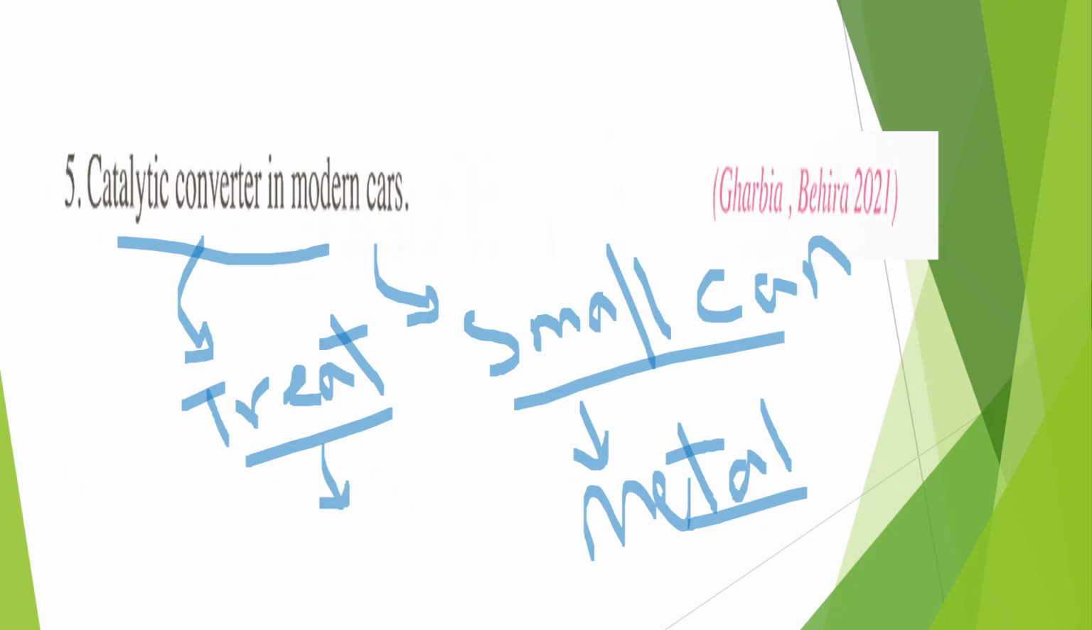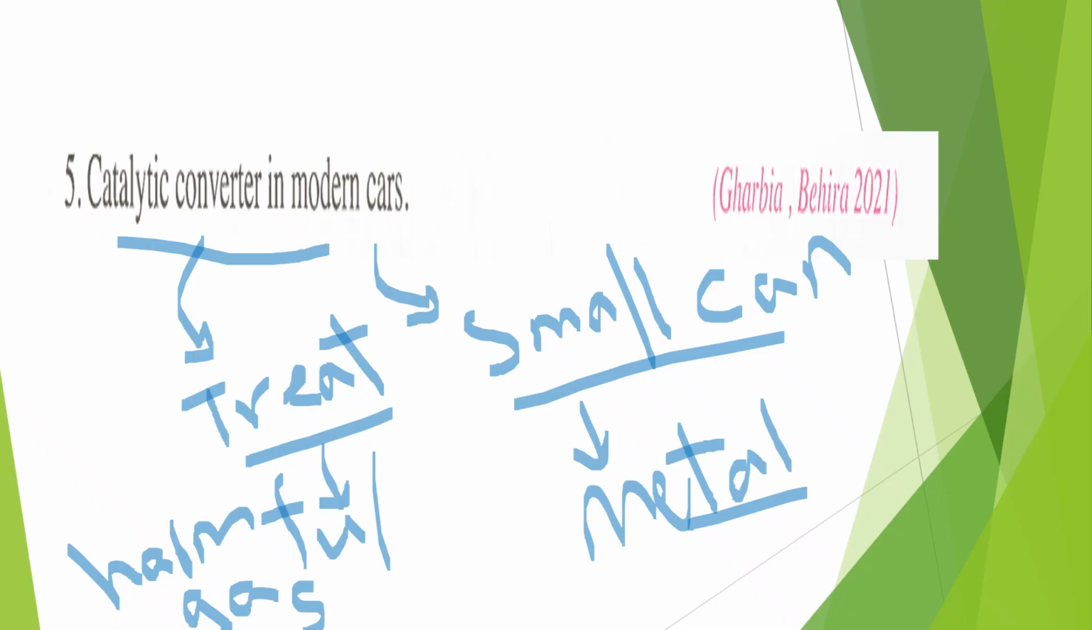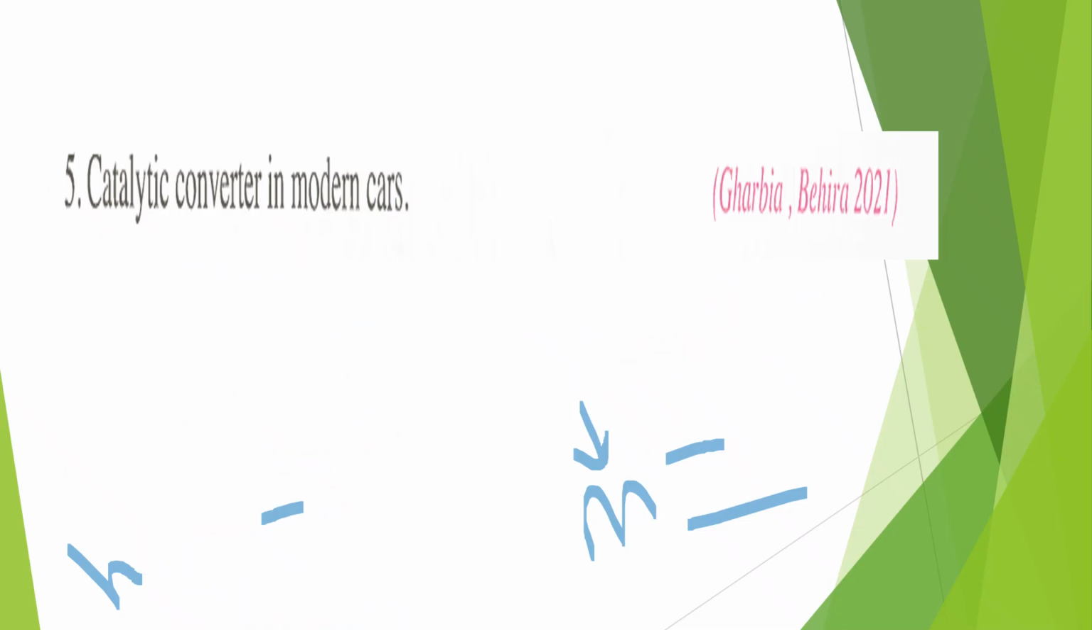Treat harmful gases which come out from the car engine while burning the fuel. These are the harmful gases. The harmful gases are very harmful to the environment where we live. So they should be filtered before they come out. How to filter them? In most of the modern cars, we have what we call a catalytic converter. Catalytic converter is a small metallic can used in modern cars to treat the harmful gases.